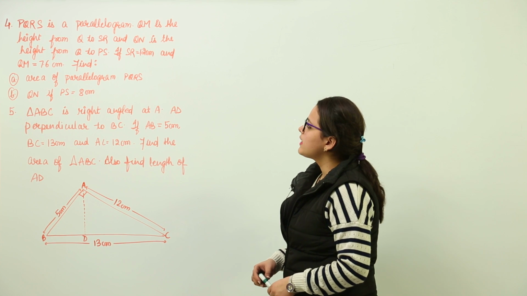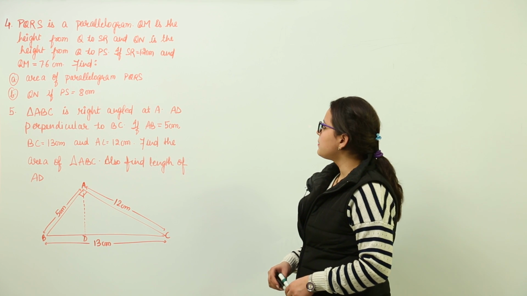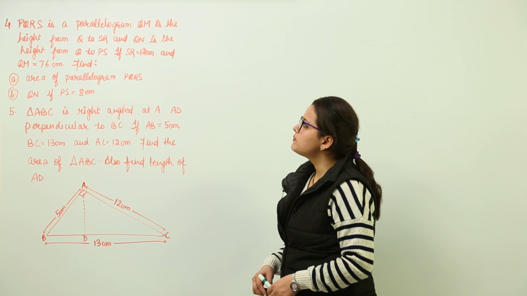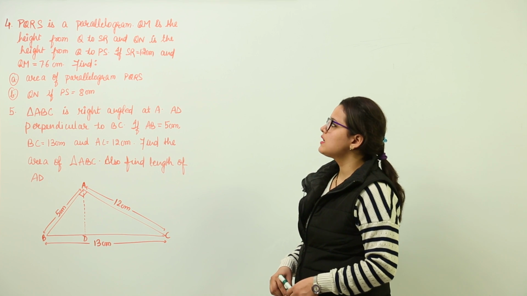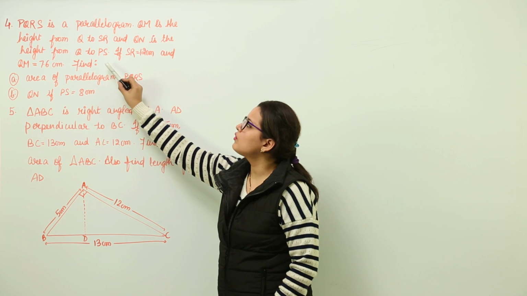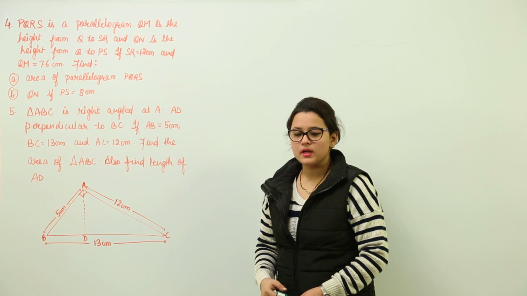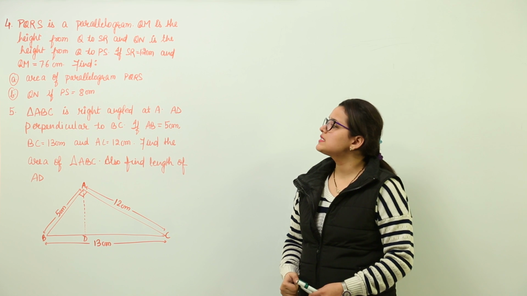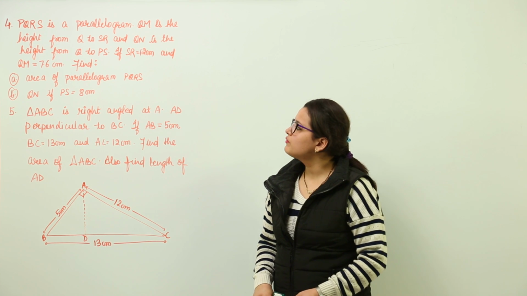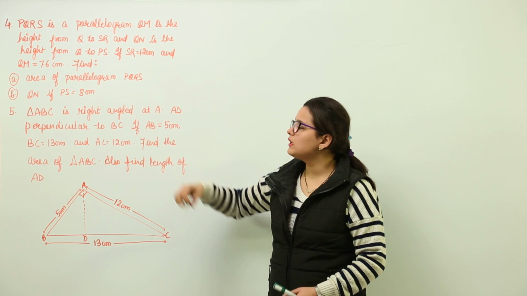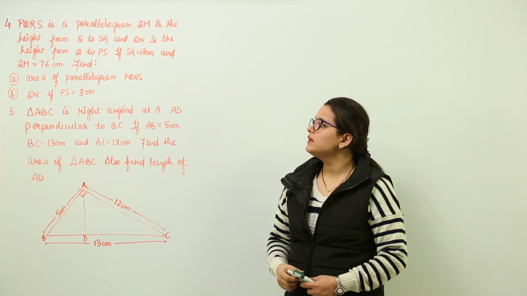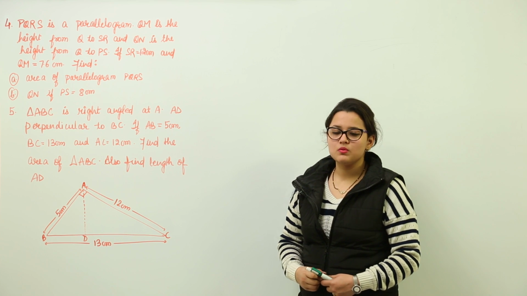The next question we have is: PQRS is a parallelogram where QM is the height from Q to SR and QN is the height from Q to PS. If SR is given as 12 and QM is given as 7.6, we have to find out the area of parallelogram PQRS and QN if PS is equal to 8.